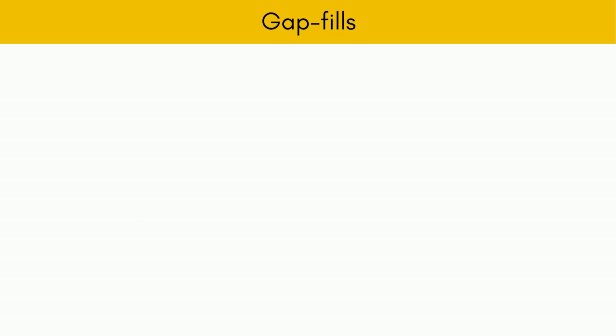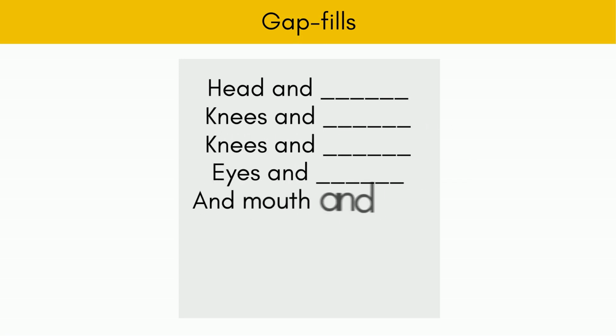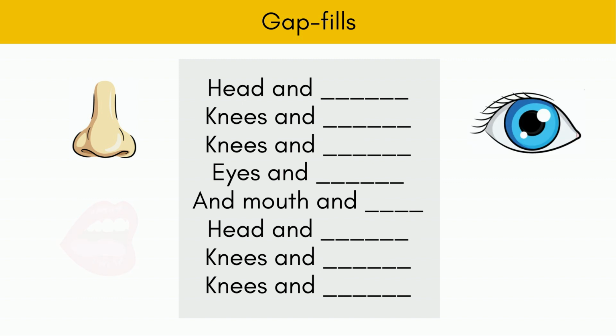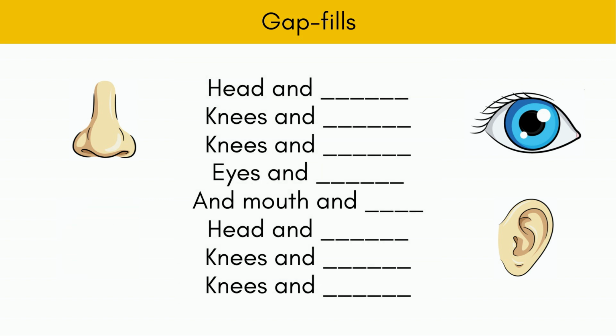Gap fills. The children have the lyrics of a song, but with words missing. They try to write the missing words as they listen to a song. It is often necessary to play the song a few times before the children can complete the gap fill exercise. Alternatively, the children can do the exercise after the song has finished and try to remember the missing words.